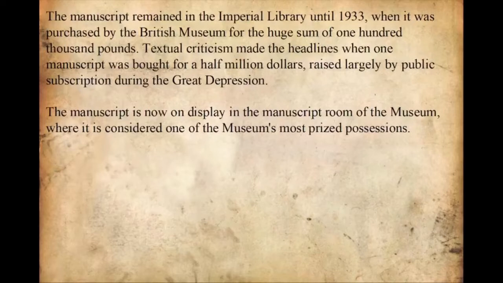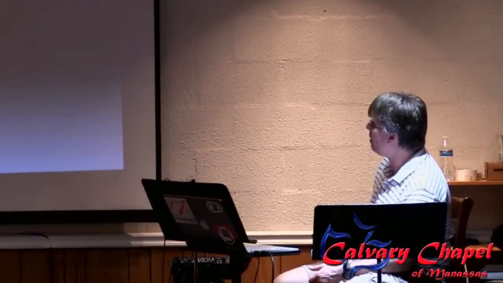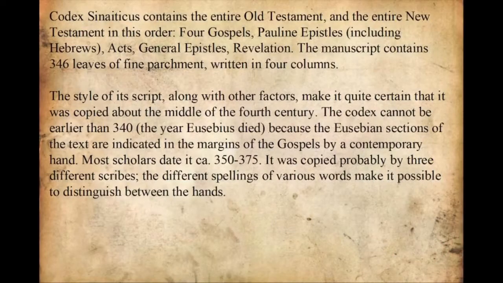The manuscript is now on display in the manuscript room of the museum, where it is considered one of the museum's most prized possessions. Boy, would I love to go see that manuscript at the museum there in London. Codex Sinaiticus contains the entire Old Testament and the entire New Testament in this order: four Gospels, Pauline epistles, including Hebrews, Acts, general epistles, Revelation.